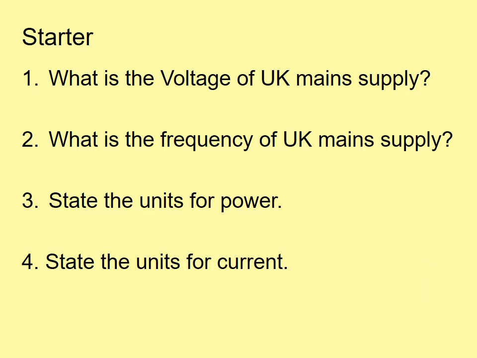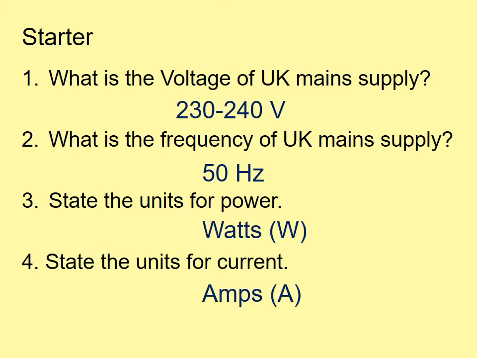Okay, then let's have a look at some of our answers then. So for the UK main supply, electricity is anywhere between 230 and 240 volts. The frequency of UK main supply is 50 hertz. The unit of power is in watts, and the unit of current is in amps.